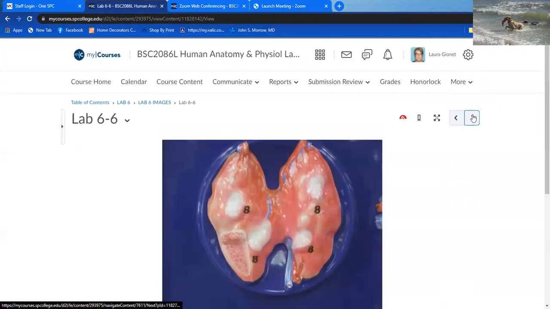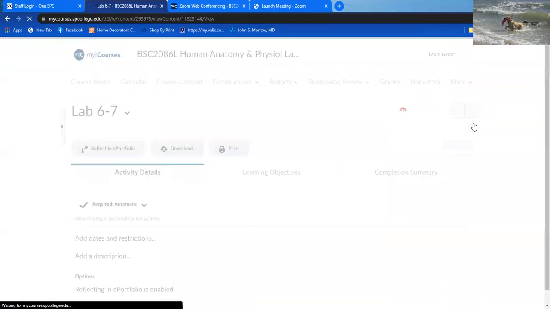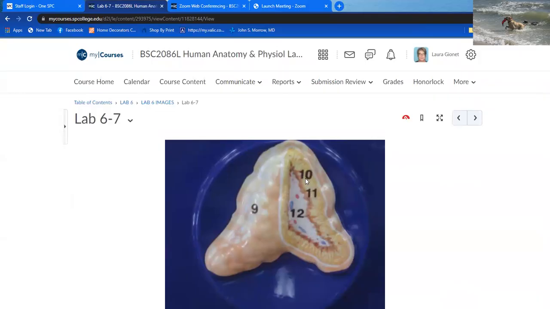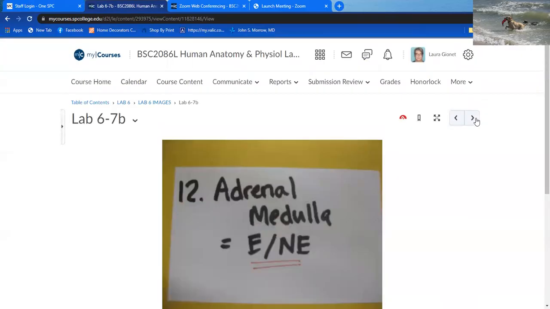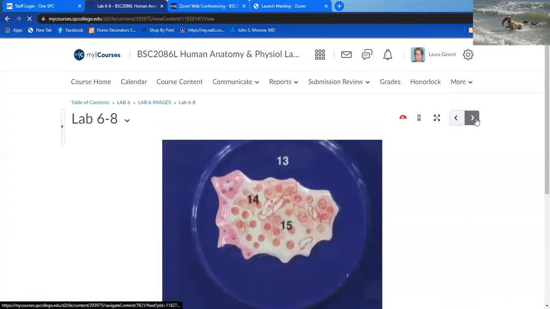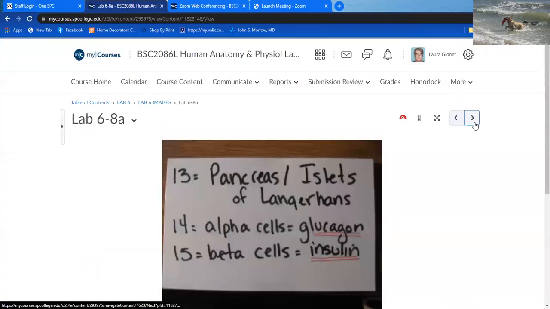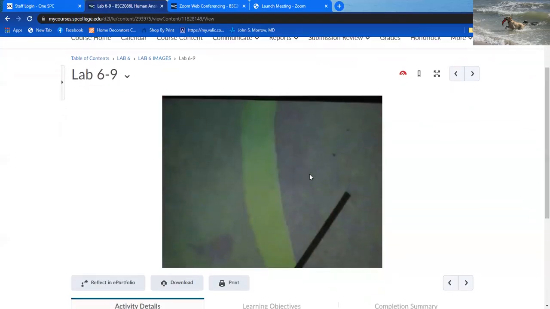Parathyroid glands on the back of the thyroid gland. Right, adrenal cortex versus adrenal medulla. The medulla is at 12, where you see all the blood vessels, the kind of pinky area. All right, so these you can go through on your own. Here are your islets of Langerhans. Alpha cells, glucagon, beta cells, insulin. They're negative feedback loops.